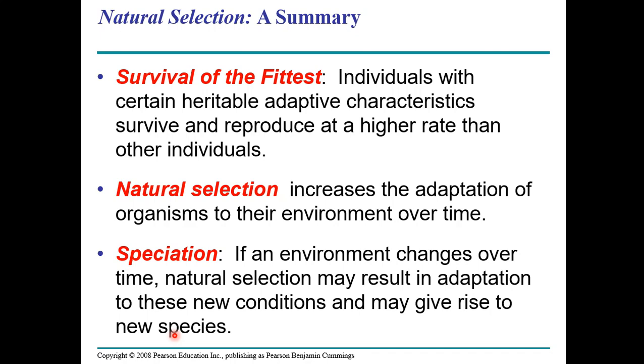So next, natural selection increases the adaptation of organisms to the environment over time. Since your trait is naturally selected, you will have to adapt, so you have more chance of survival. Speciation: if an environment changes over time, natural selection may result in adaptation to this new condition and may give rise to new species. Since nagkaroon ka ng adaptation, you are naturally selected, you are more likely to be speciated, meaning creation of one species out of another.